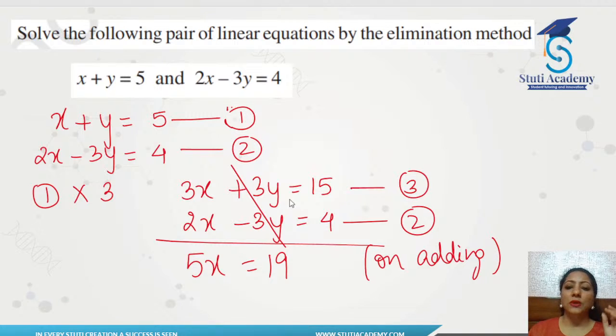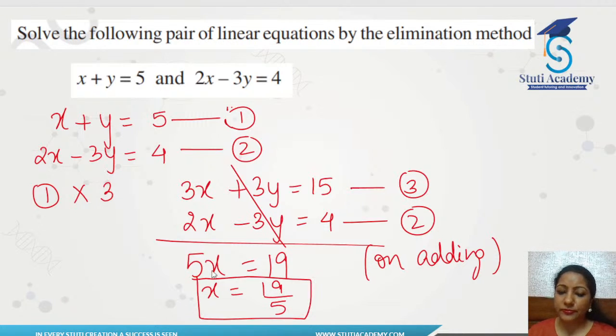Please notice, since we are adding, we will not reverse the signs. When we are adding, there's no change in the sign. In case of subtraction, we do reverse the signs, but not in case of addition. So x is 19 upon 5. 5 will go on the other side, will get divided. So x is 19 upon 5.